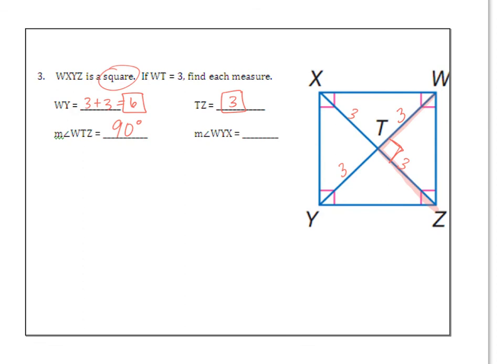And then last but not least, find the measure of angle WYX. WYX is this angle. Well, remember, a square has all the properties of a rhombus and a rectangle. So the corner at Y is 90 degrees, but it's going to get bisected into 45 and 45 because it also has the properties of a rhombus. So our answer, 45 degrees.